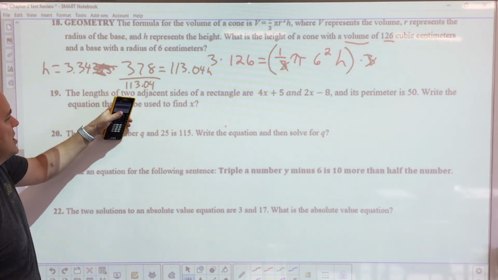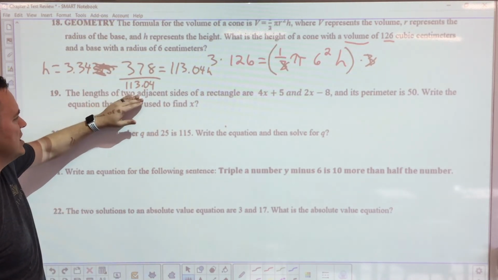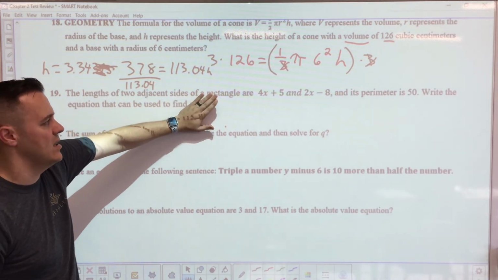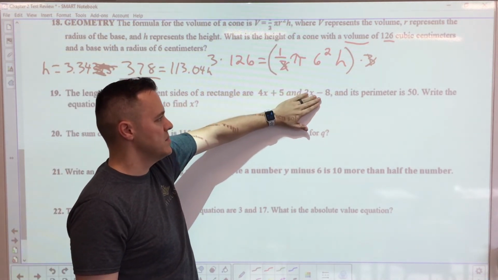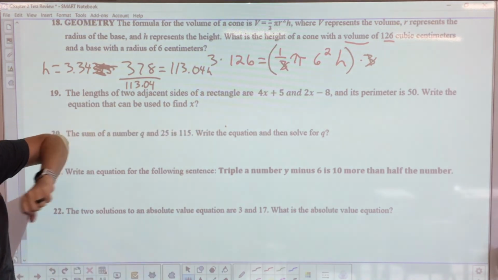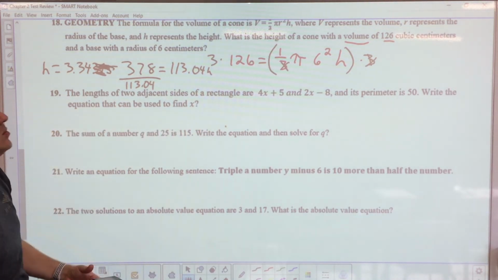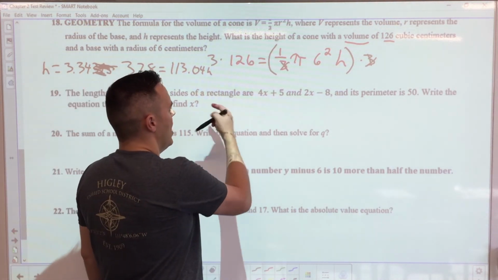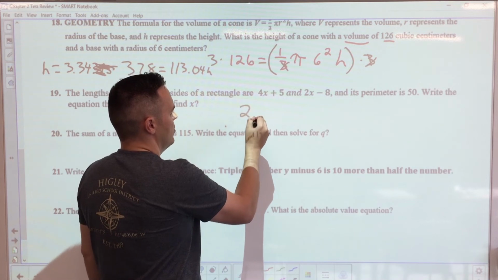All right, this is just writing an equation. The lengths of 2 adjacent sides of a rectangle are 4x plus 5 and 2x minus 8. Its perimeter is 50. Write the equation that you would use to find x. So how many sides are on a rectangle? There are 2.